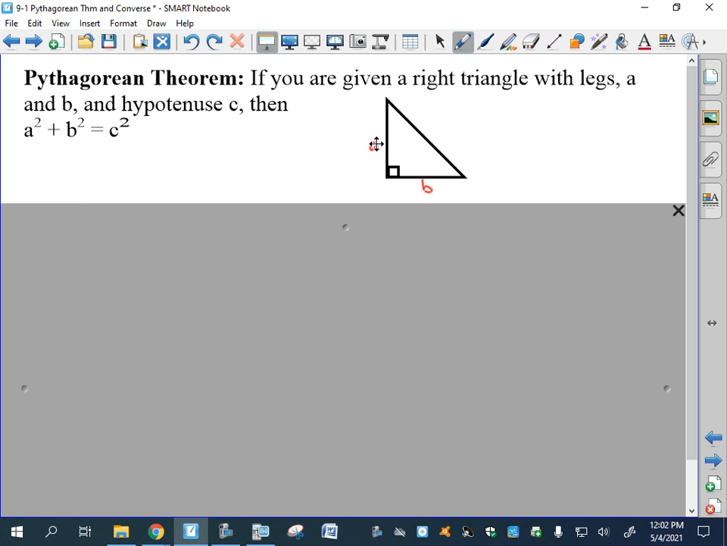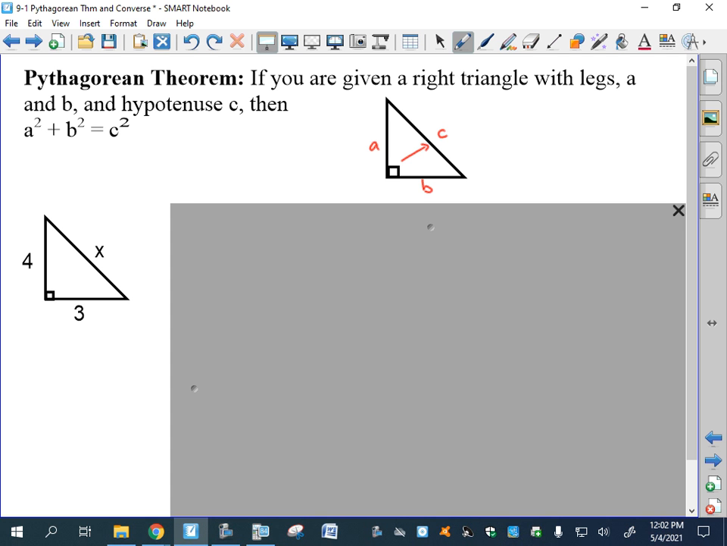We call them A and B. Hypotenuse is C, which is across from the right angle. The hypotenuse is also the longest side. So we see that longer side there. That's our hypotenuse. It's across from the right angle. So let's do some examples.